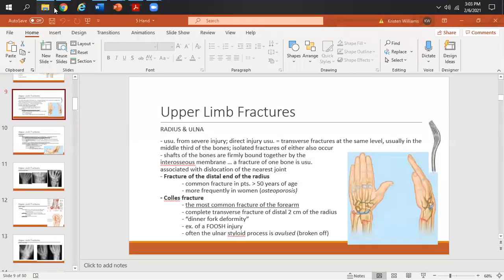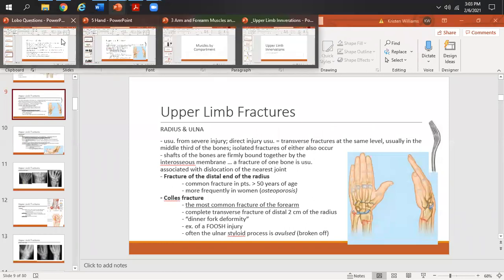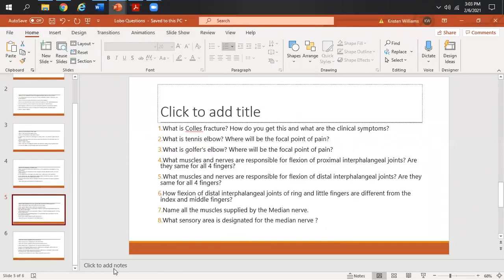We will start by looking at Dr. Lobo's questions. I believe there were 15 questions. I'm going to try and get through as many of them as I can in this hour. So for his first question: what is Colles' fracture, how do you get this, and what are the clinical symptoms?